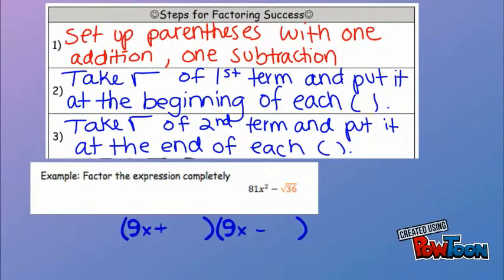The last step is to take the square root of the second term and put it at the end of each parenthesis. The square root of 36 is 6, so a 6 goes at the end of my parenthesis. And there you have it. That is your difference of perfect squares factored. 9x plus 6 times 9x minus 6.